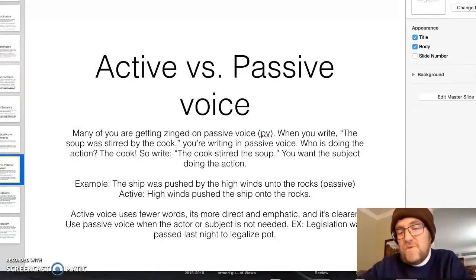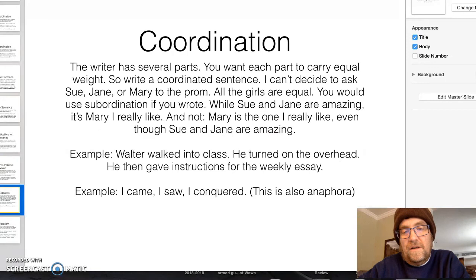Passive voice is used when the subject is not needed, like legislation was passed last night to legalize pot. That's not true, but who passed it? Well, the legislators, but sometimes you don't need the actor, right?